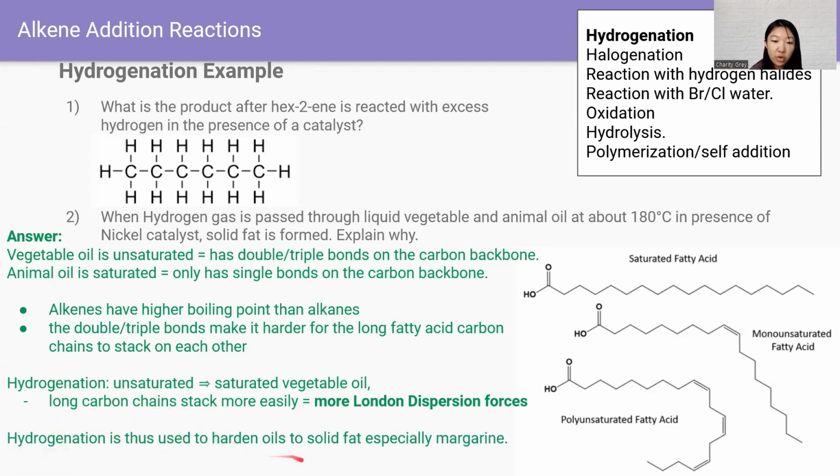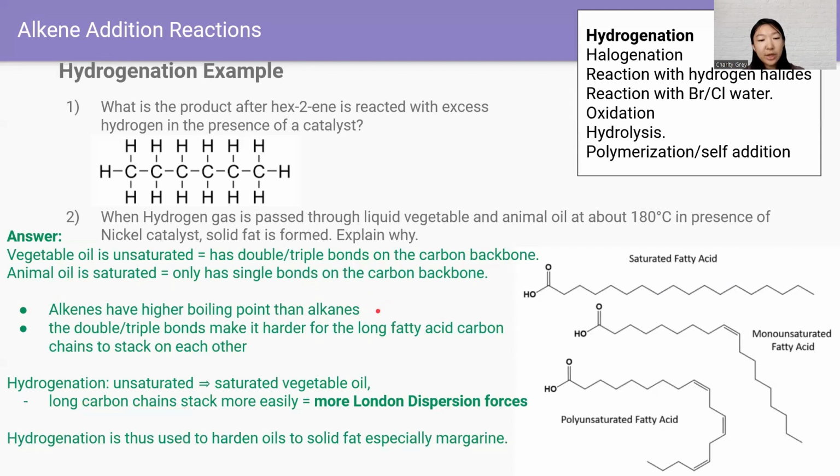Hydrogenation is thus used to harden oils to solids fast, especially margarine. Margarine is like a type of oil. It's a solid oil, but it doesn't contain animal fat. It's not butter, right? Sometimes you'll see that they've used vegetable oil and they've just used hydrogenation to turn it into saturated fatty acids.